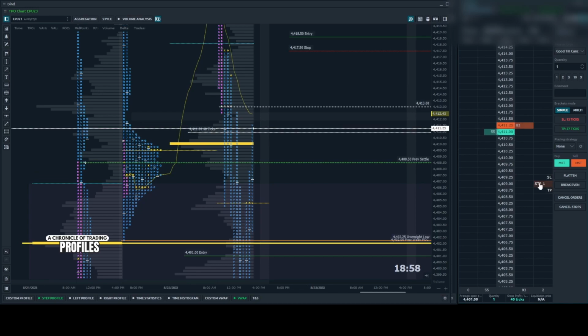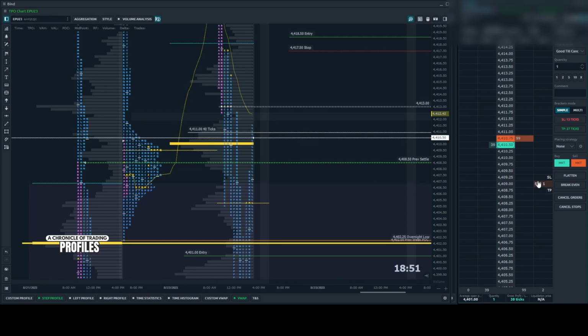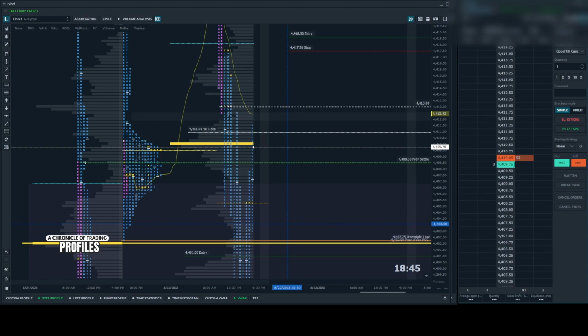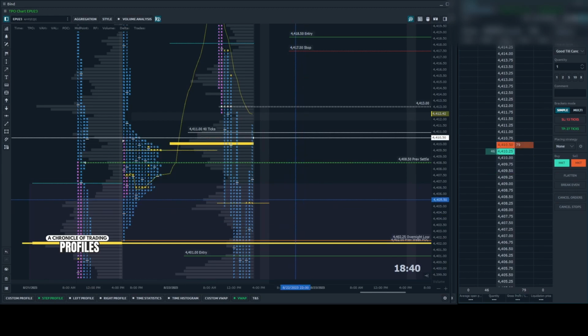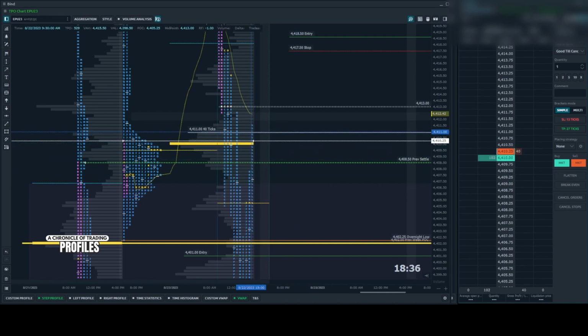I'm going to secure that 40 ticks if we can get up over it. It's just trying really hard. Actually, let's just take it right here. 37 ticks on that last contract. Good trade. I wanted more, but it just wasn't cutting through here like I wanted it to.